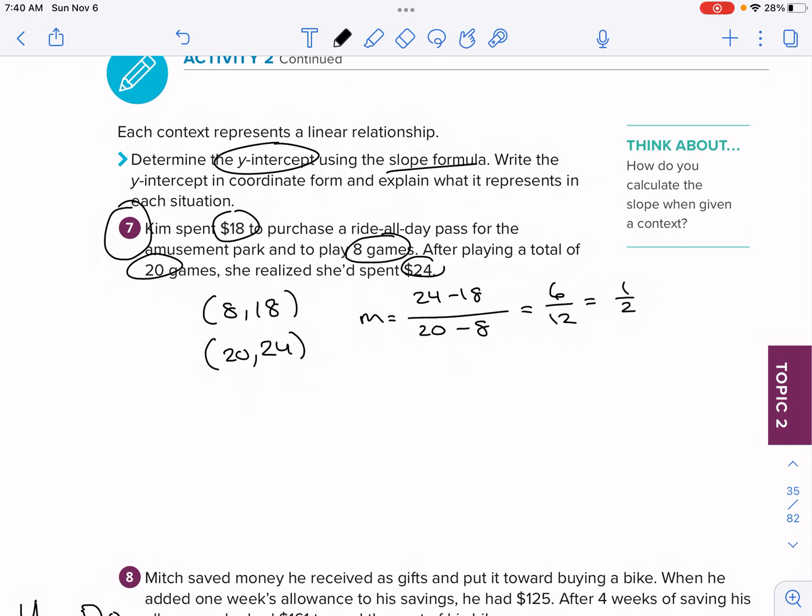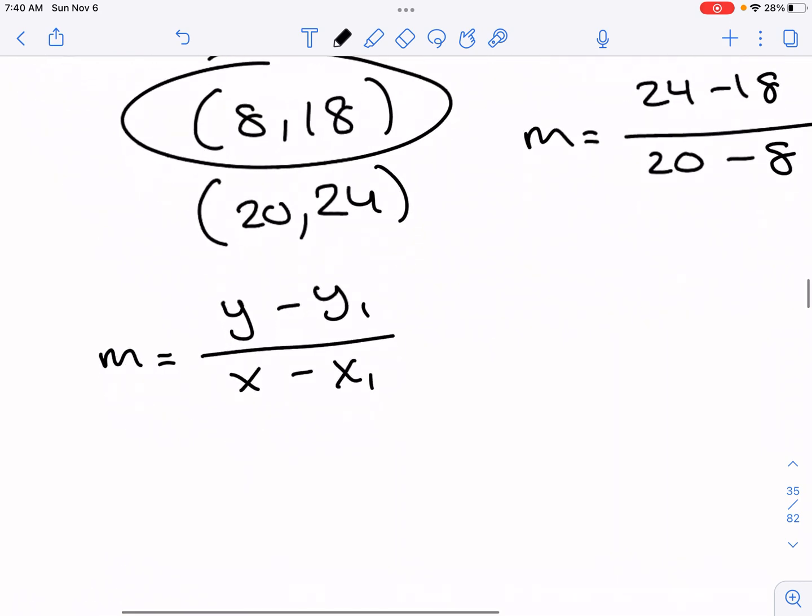To figure this out, we have to use this piece of information, and for this we can use just one of the points here, because we want to find the y-intercept, which is the y variable. I'm going to use this first point. If we rewrite this, I'm going to put y minus y1 over x minus x1. I'm not putting the 2 here because we don't have a second point. We're just using 1 point, using this as x1, y1. I'll plug in our slope, which we just found was 1/2.